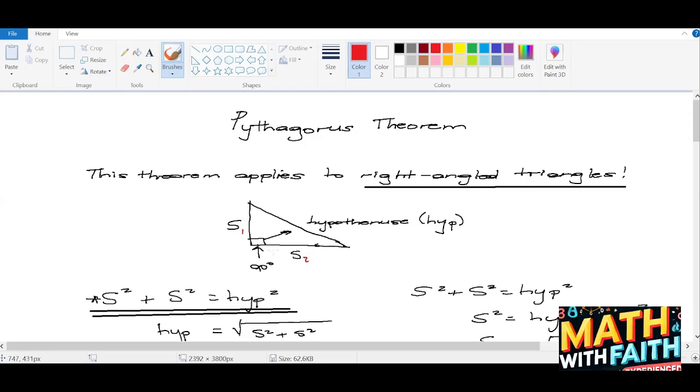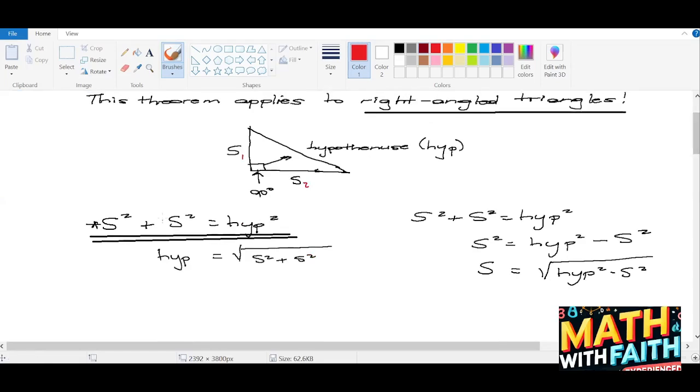Good. So Pythagoras theorem is a formula really. And that formula says that the sum of the square of the two sides, I should say, is equal to the hypotenuse squared, right? So if this side is 1, this side is 2, 1 squared plus 2 squared is equal to the hypotenuse squared.